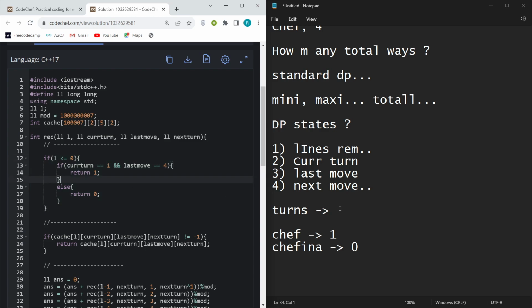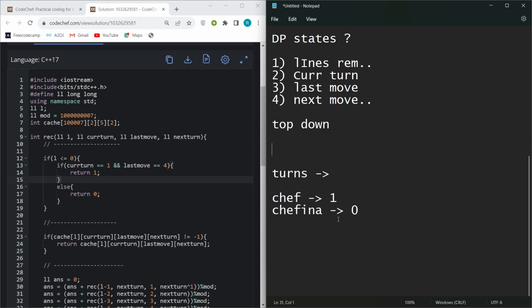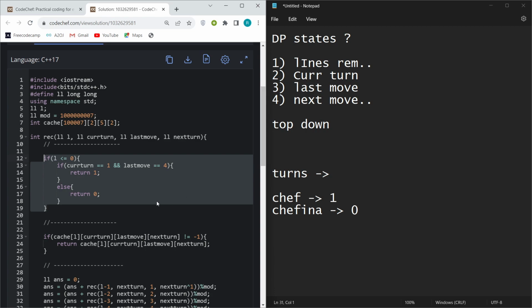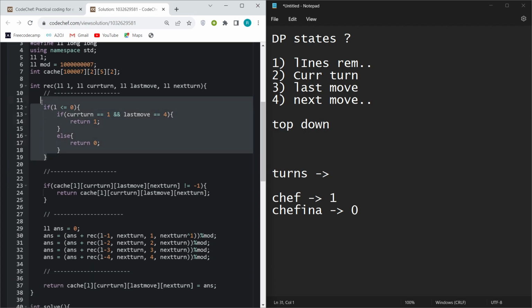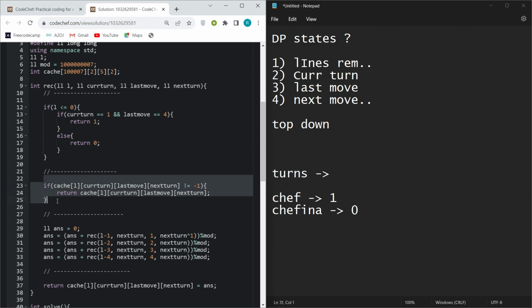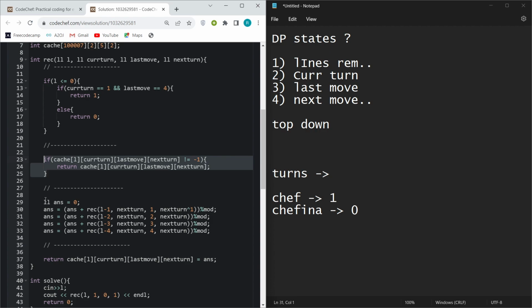So what will be my base case? Whenever I code top down DP, the base case is: if the number of lines remaining is less than 0, and the current turn was of Chef, that means the current turn was 1 and the last move was 4, then I need to return 1. I need to count that as a way, and for the rest I return 0. I don't need to count those. That was pretty much the base case, and this was the cache check. If the DP is calculated, then just return it, or else you need to calculate it.